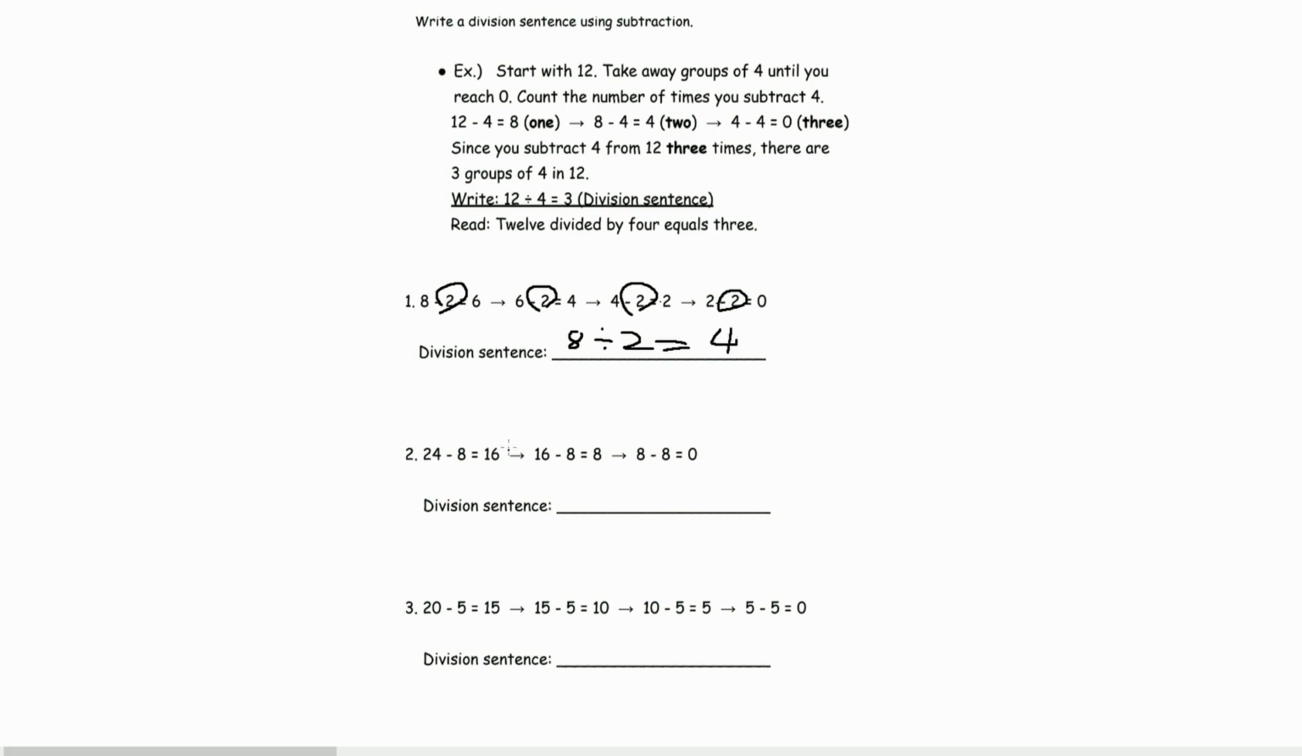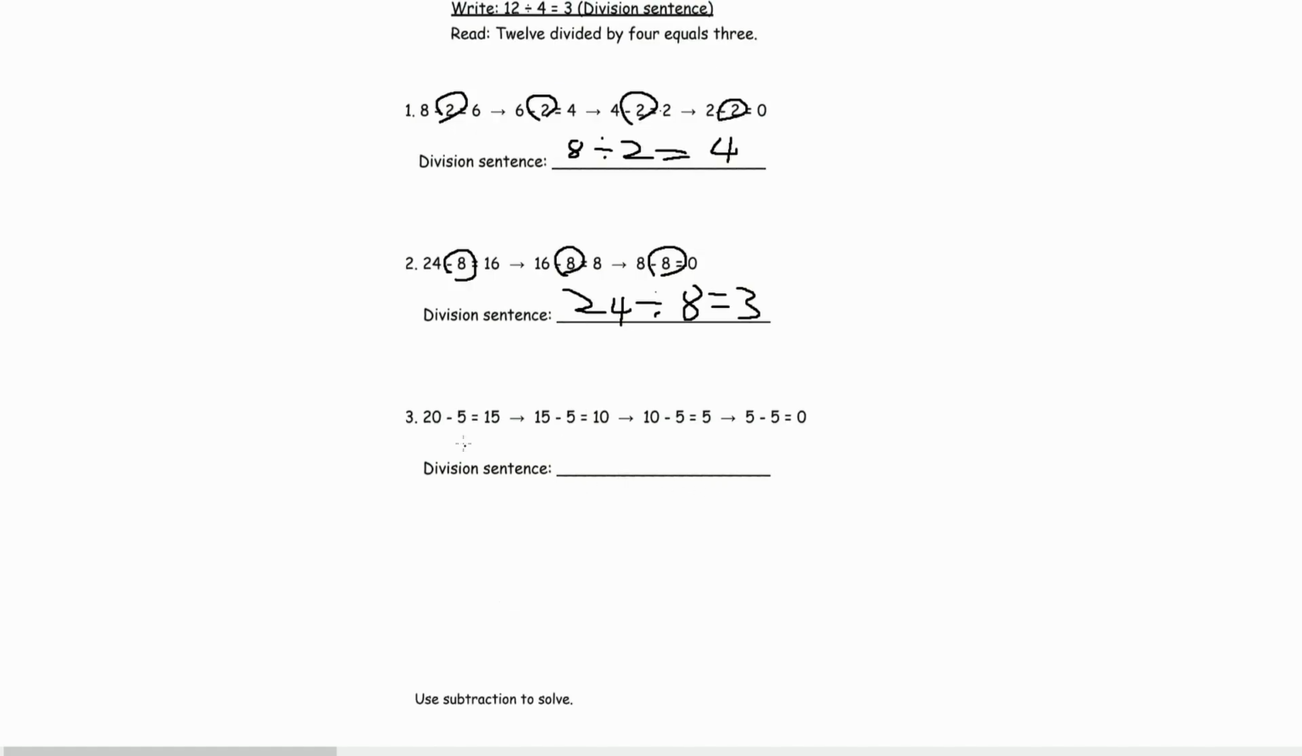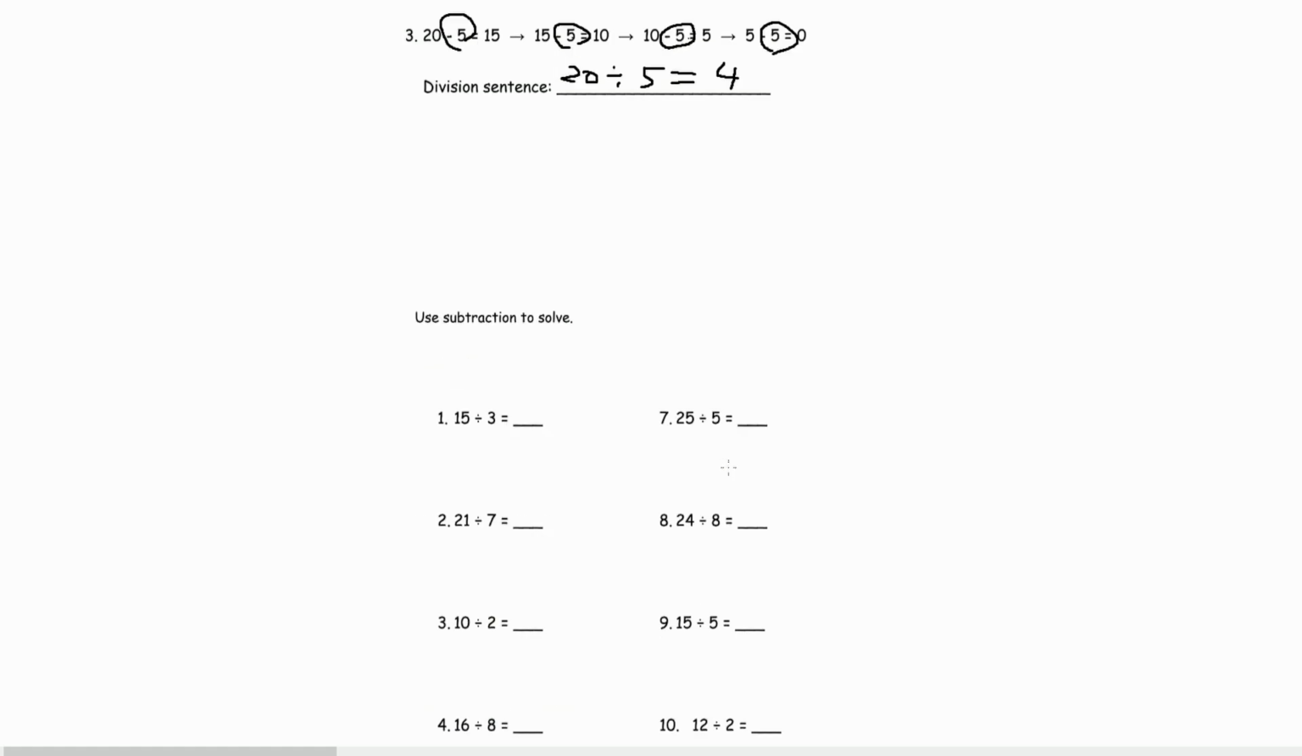Number 2, we're starting off with 24, and the divisor, or the number we're subtracting by, is 8. And we subtracted by 8 3 times, so the answer would be 3. 24 divided by 8 equals 3. And this one, we're starting off with 20, and we're subtracting by 5. And that's 1, 2, 3, 4 times, so the answer is 4.